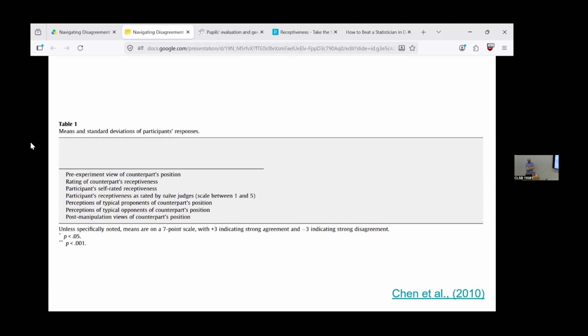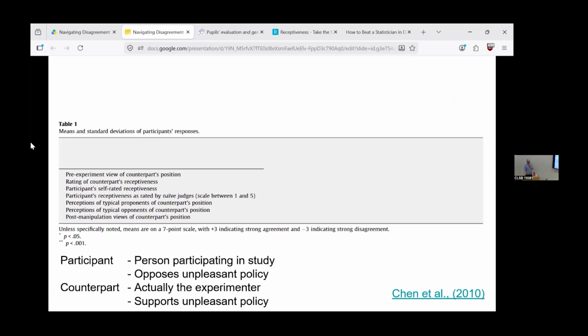Okay, so I wanted to walk through this other study. This is from 2010. There's actually 2 experiments in this study. We'll talk about both. So you may notice that in this table, there's participants and their counterparts. I found this to be a little confusing, so I want to just put these definitions on the screen so we have them. So the participant is the person participating in the study, the person who was recruited to be in the study. In this case, they were all Stanford undergrads.